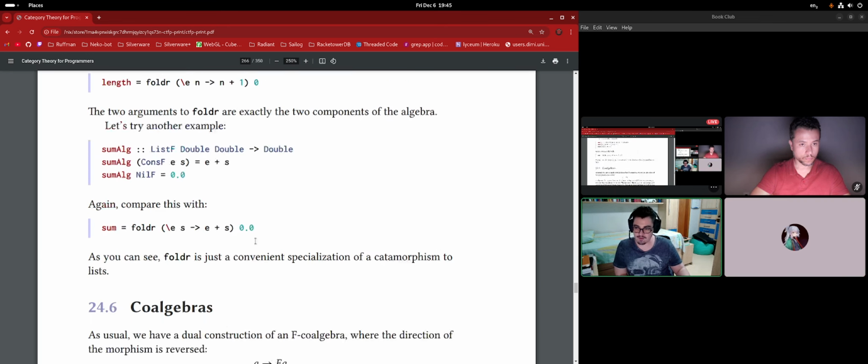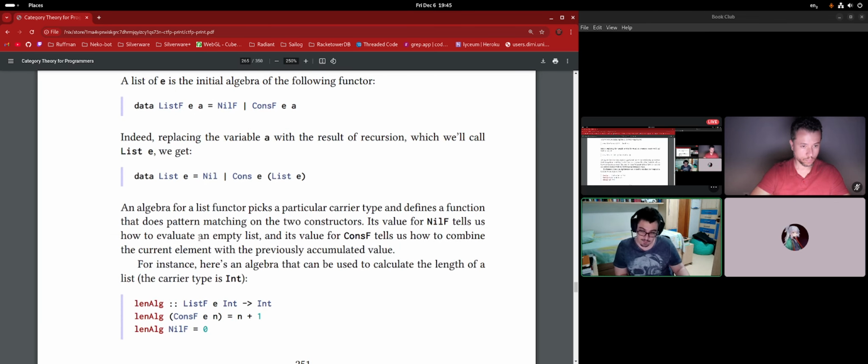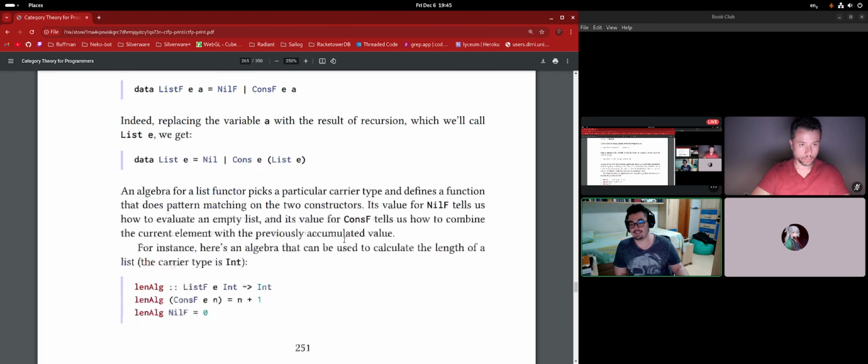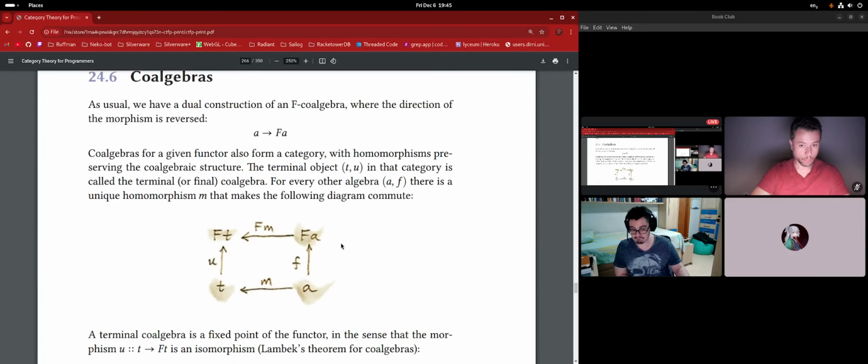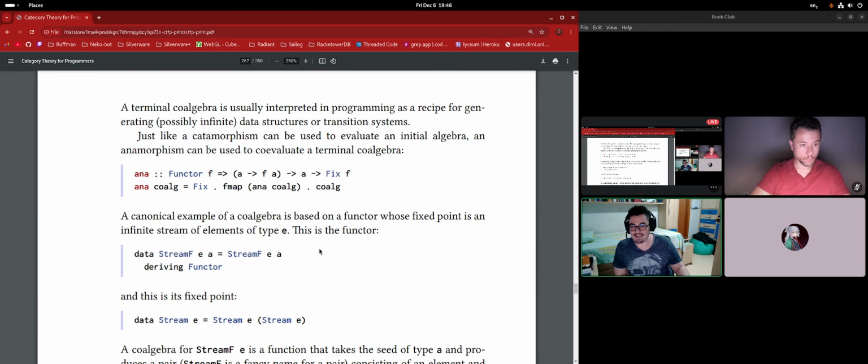So I know it's spoilers, but think by yourself: if fold is a catamorphism specialization, it is expected that unfold is an anamorphism specialization. And it is. This is kind of cool because you can really see how symmetrical they are. Because in the catamorphism, what was the first thing that we do? We unfix it. In this one, the last thing that we do is to fix it. So that's cool.